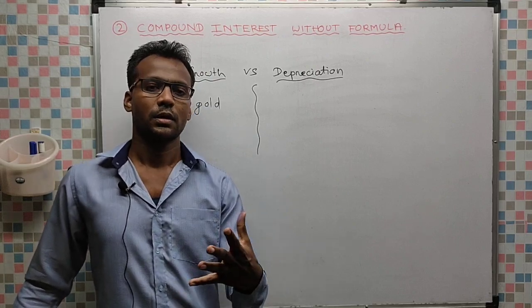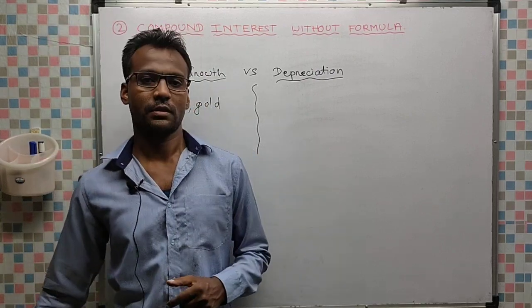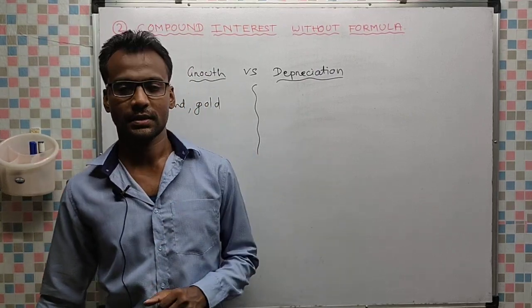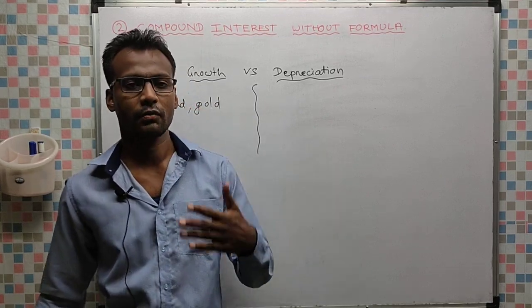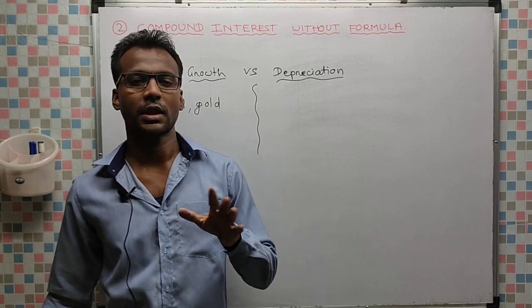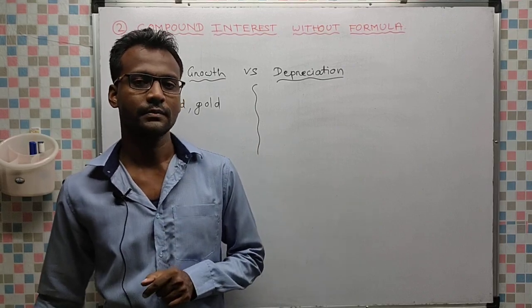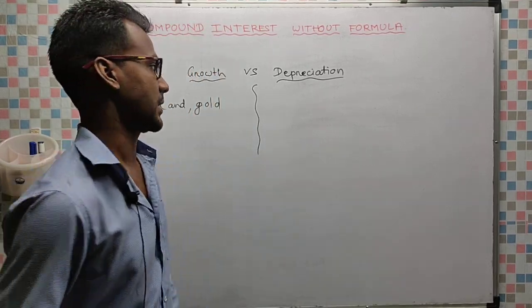If you buy a bike today by paying rupees 80,000, if you use it for 5 years, even for 1 year suppose, after 1 year or after 5 years, if you sell it, you will not get 80,000 for the same bike. You get definitely less than 80,000. So these are some examples of depreciation.